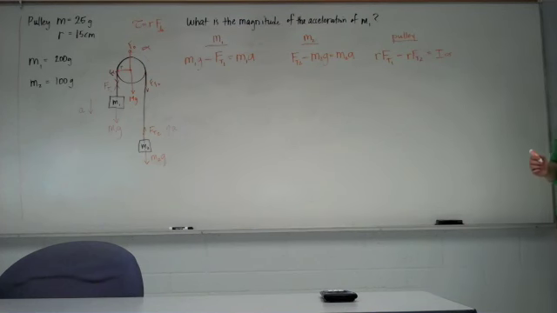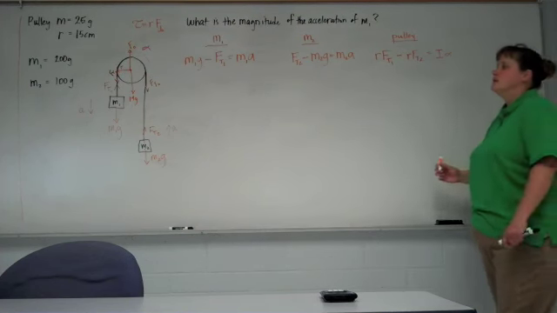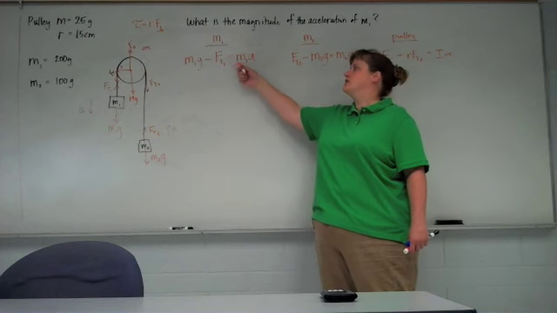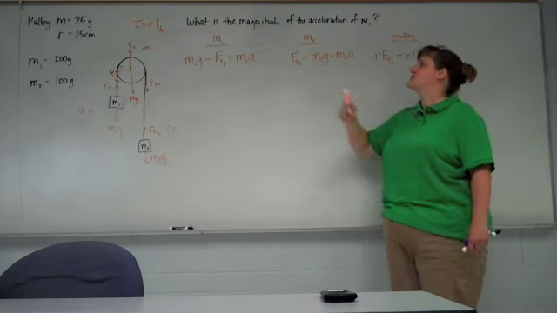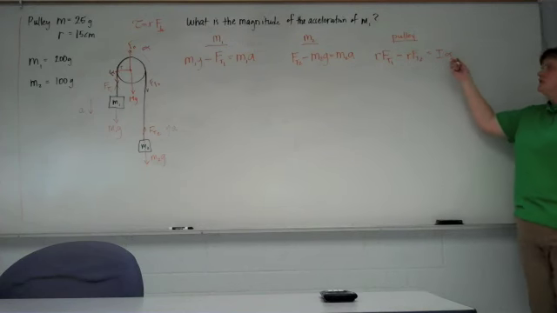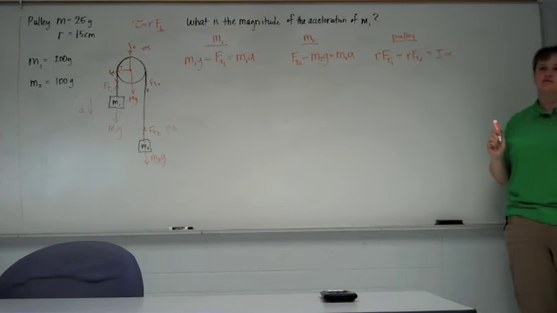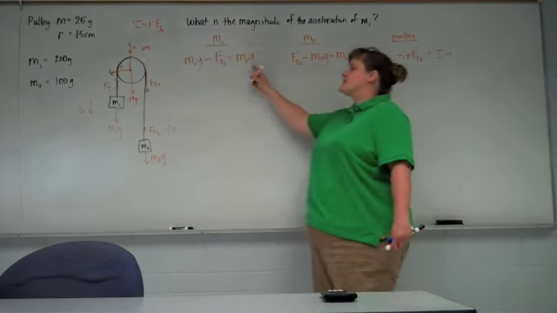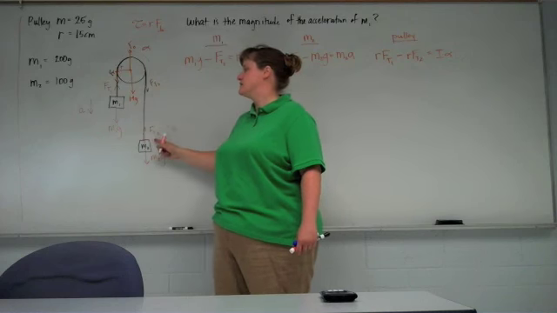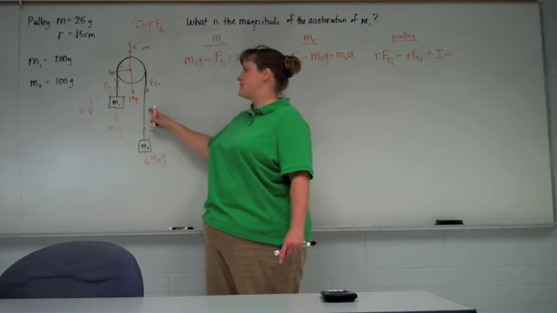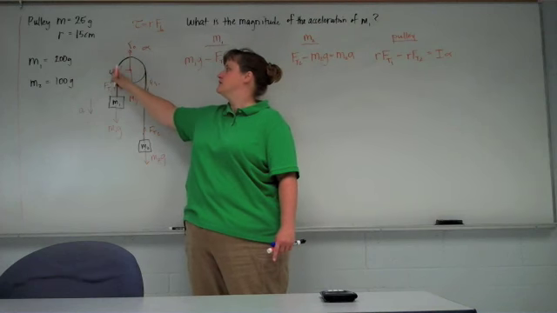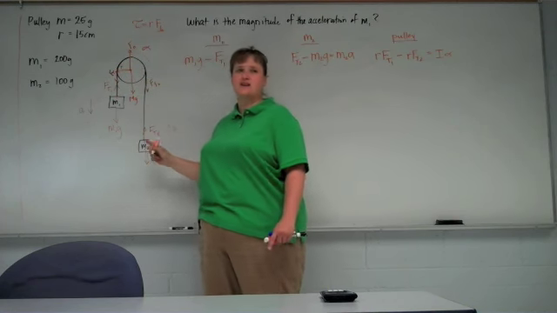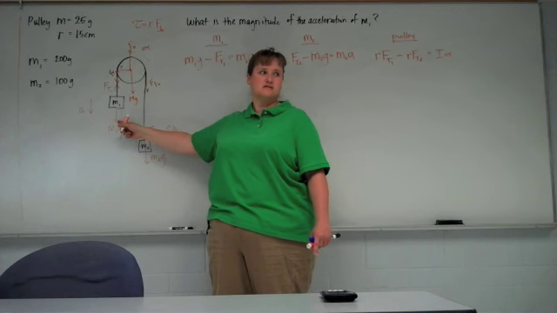Now I've just introduced a fourth unknown. Force of tension 1 we don't know. A we don't know. Force of tension 2 we don't know. Alpha we don't know. So we need one more relationship. This linear acceleration of these masses. Do you agree that every piece of this string will have the same linear acceleration as the two masses?